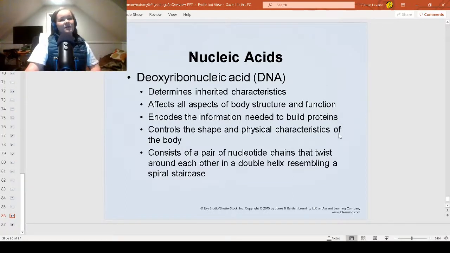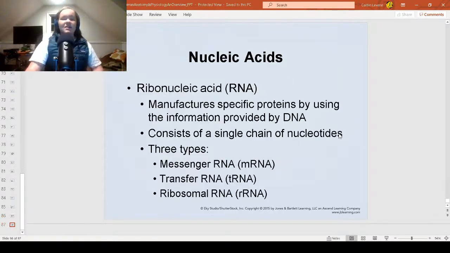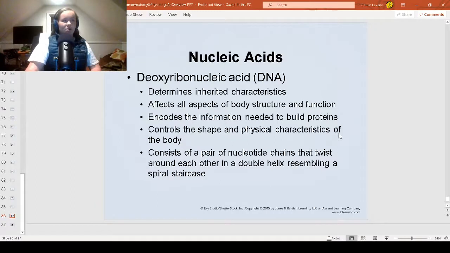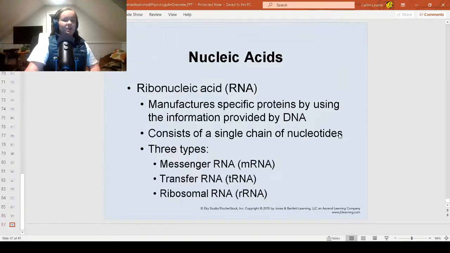Deoxyribonucleic acid, or DNA, determines inherited characteristics, affects all aspects of body structure and function, encodes the information needed to build proteins, controls the shape and physical characteristics of the body, and consists of a pair of nucleotide chains that twist around each other in a double helix, much like a spiral staircase.